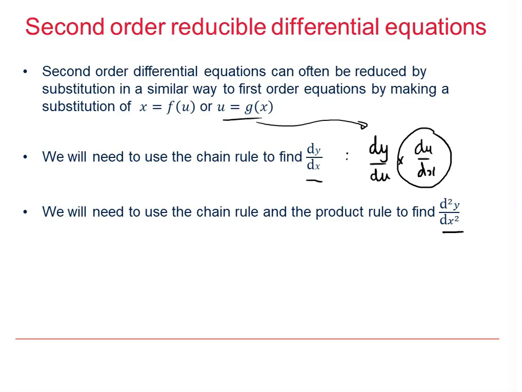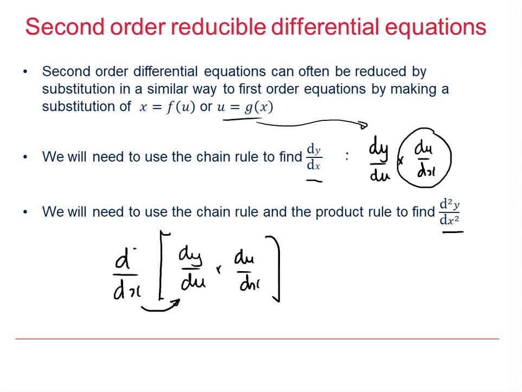Once we've got that, to get the second derivative, d2y by dx squared, we're going to have to find the derivative of what we've already done. So we're going to have d by dx of dy by du multiplied by du by dx. And this is going to involve the chain rule to be able to do the derivative with respect to x of dy by du, and also the product rule. Now let's illustrate this with a particular example.